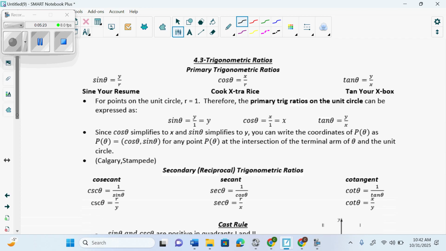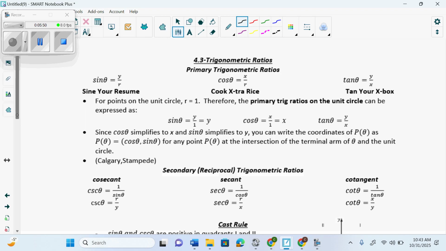Can you make sure your unit circle is out and your formula sheet, please? Go. My hair. Driving me nuts. Okay.